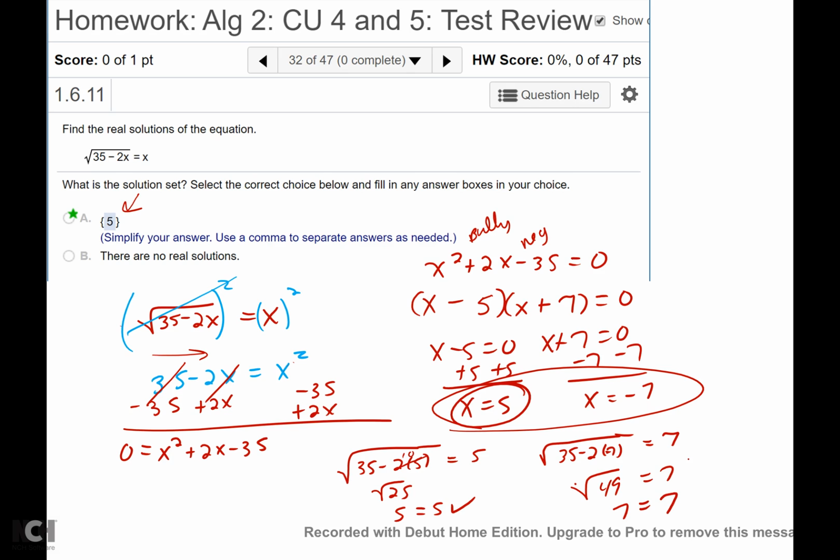Huh. Minus 10 is 25. Square root of 25 is 5. 35 plus 14. Oh, I didn't plug in negative 7 on this side. And 7 does not equal negative 7. There you go. So we have to throw it out.